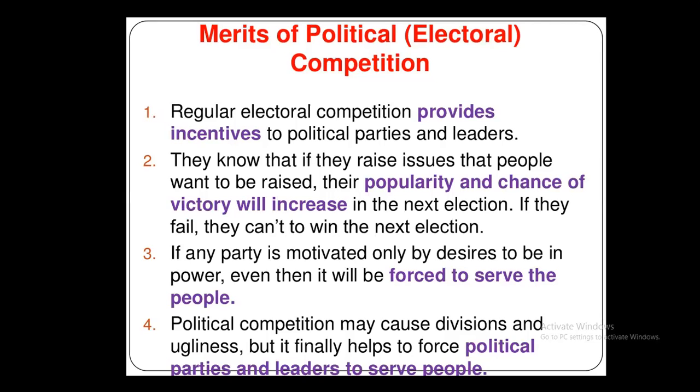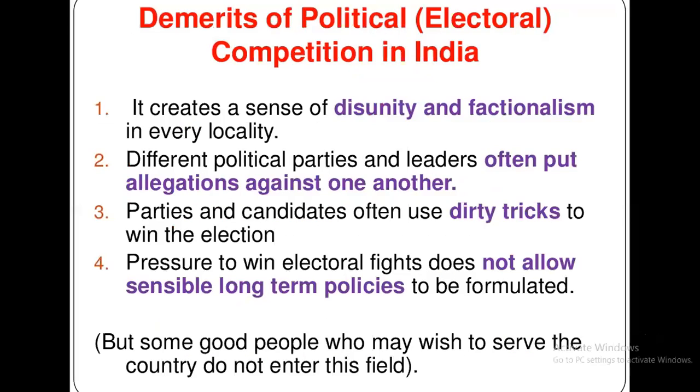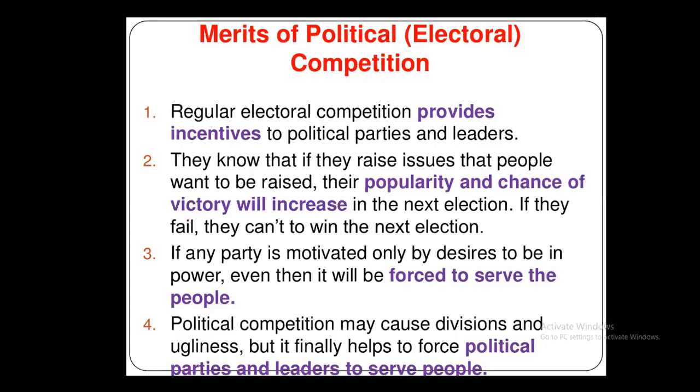Now, in this political competition also, we have our merits and demerits. So, what are the merits and demerits? We will be doing that in the next section.